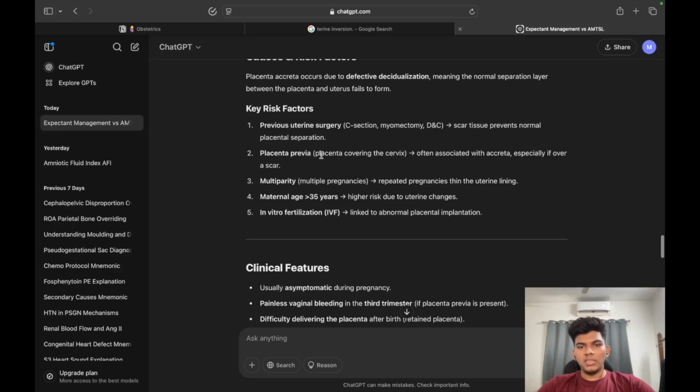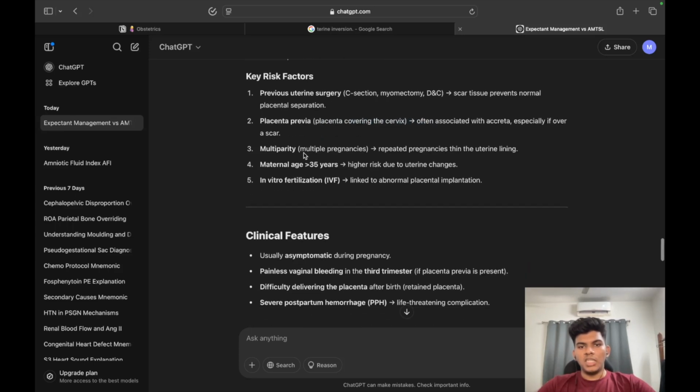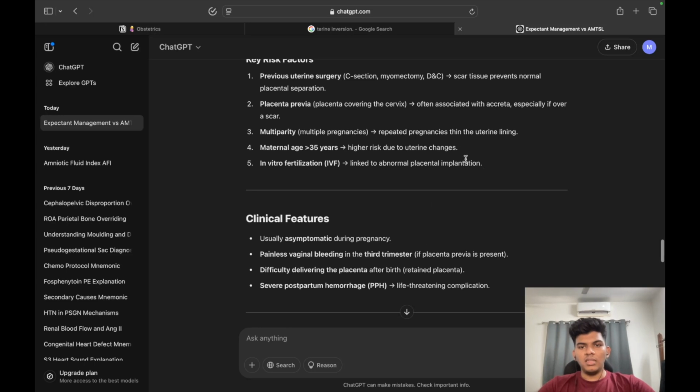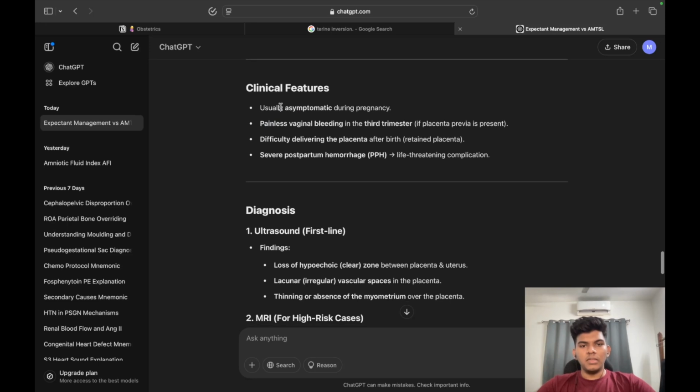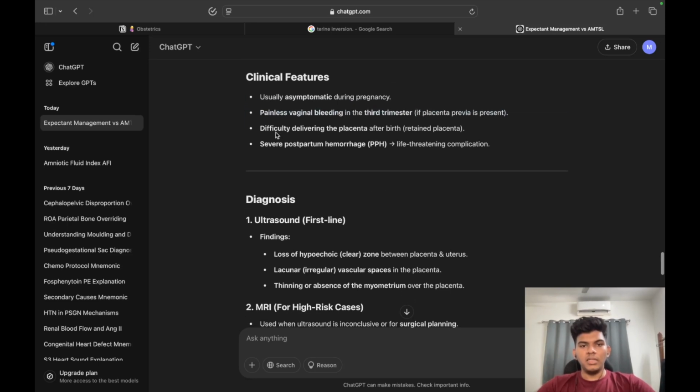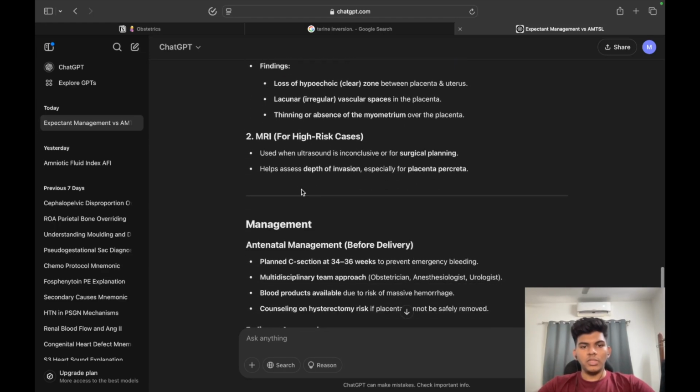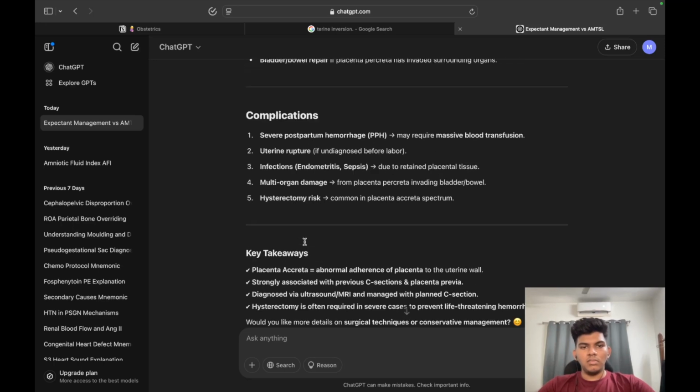Placenta previa, placenta covering the cervix. Multiparity, repeated pregnancies where the lining is not normal. Not normal meaning it is messed up. Is that the right way to say it? No, it is like not ideal for the placenta to be attached. Yes. Maternal age greater than 35. Okay, this is like a risk factor of so many things. IVF. Okay. Clinical features: asymptomatic painless vaginal bleeding, difficulty delivering the placenta after birth, severe PPH. Okay, we can do USG, MRI. Yeah, extra things, no need.